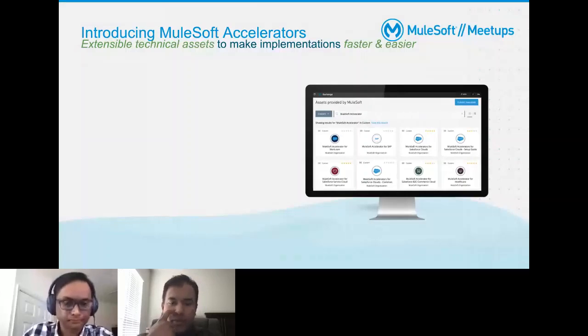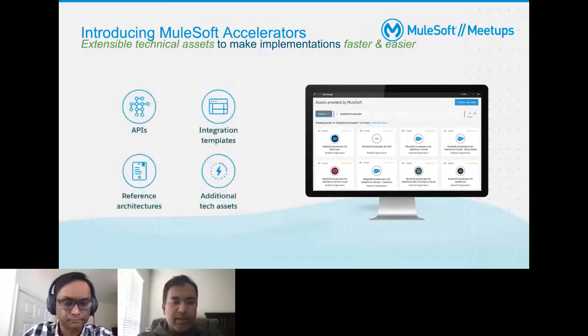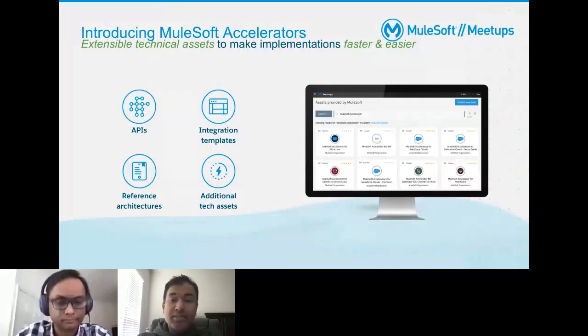Okay. So if you click on this particular slide, Ravi, it is not only a business process flow, but it's a combination of different APIs. By APIs, I mean the overall API-led view. And if you are familiar with MuleSoft, you would be familiar with the experience, process, system layered API view that MuleSoft promotes, the different integration templates, the reference architectures, and additional technical assets.